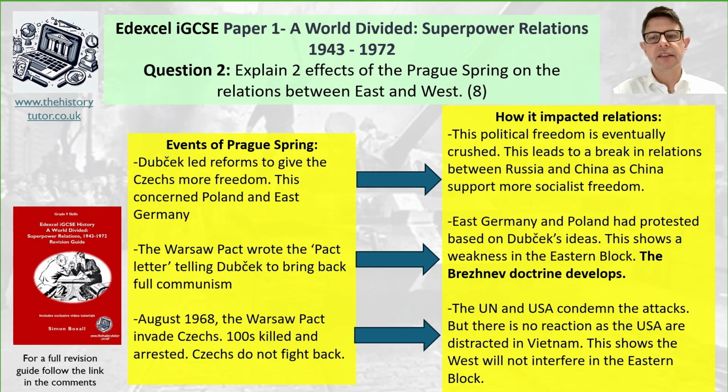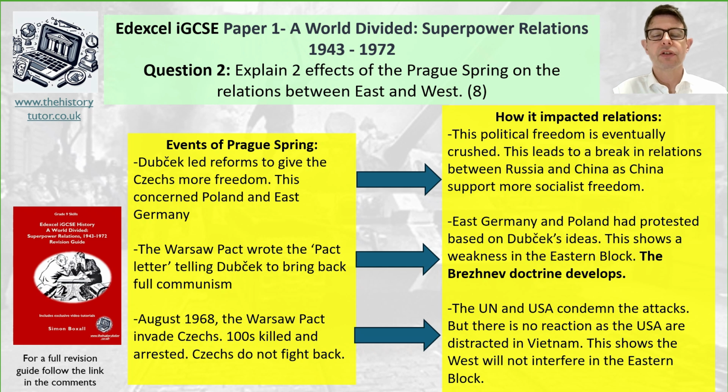So what are some of the impacts of these events? Well, political freedom was being crushed, of course. You could link that maybe to the final event or just the general protests of the Eastern Bloc nations. This leads to a break in relations with Russia and China. China supported more socialist freedom. East Germany and Poland had protested based on Dubček's ideas. This showed a weakness of the Eastern Bloc.